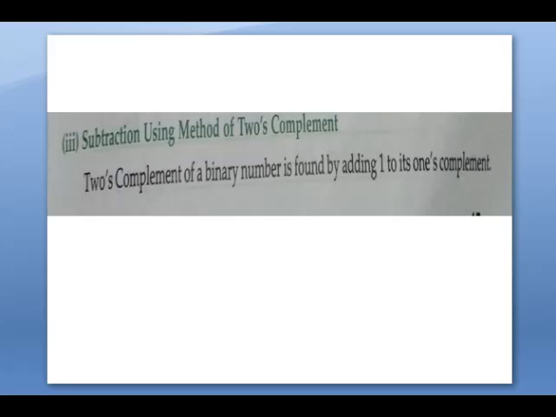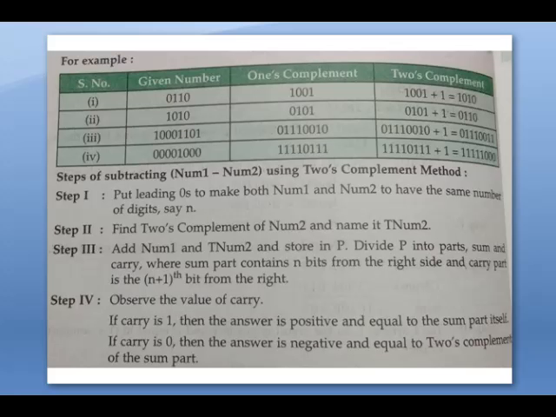This table shows how to find the 2's complement of a number. These are the given numbers. First we have to find the 1's complement. So what is the 1's complement of this number? 0 1 1 0 1 0 0 1. All the zeros will become 1, and the ones will become 0. And with this 1's complement we have to add 1. 1 0 0 1 plus 1, you find the sum. This is called the 2's complement.